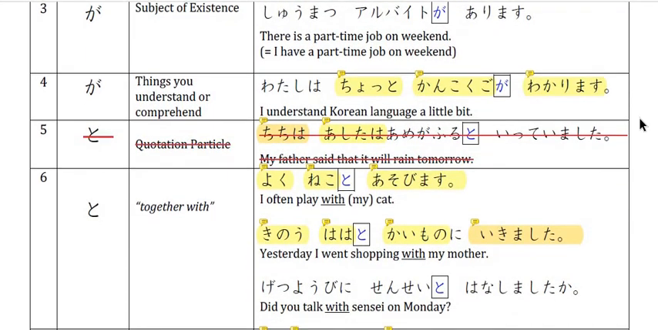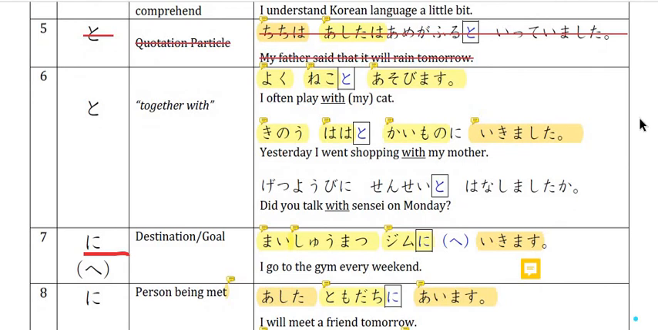Now the particle to is actually a quotation marker as well, but as I said, this is a topic needing detailed explanation, so I'm going to make a detailed video on this if you want me to. You can request me in the comment box and accordingly I will make it or I won't. Okay, so the main function is with, or to express togetherness. So if I say you do something with somebody, that somebody is going to be followed by to.